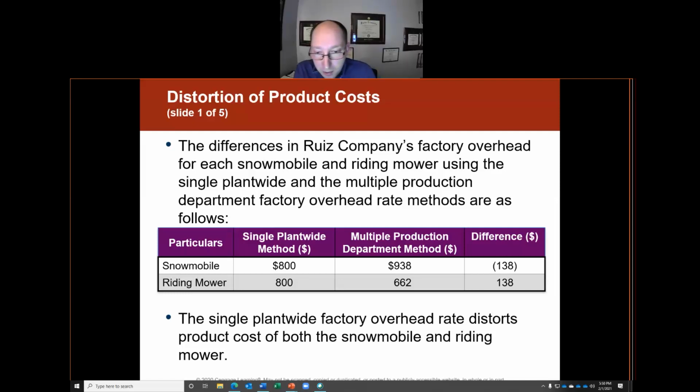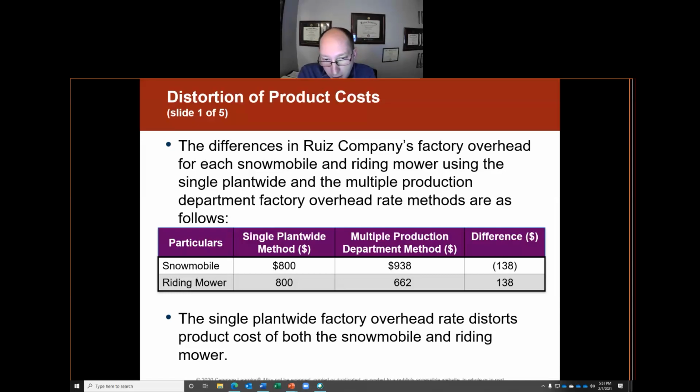Right. Yeah. So the number's going to be the same. The difference is the method of allocation, right? And so if we look at it this way, Andre, and let's break it down together, okay? So everyone understands it. I'm looking at the single plant-wide rate method, $800. Then I'm looking at the multiple production rate department method, $938. What that tells me is I underapplied my factory overhead dollars by 138. I underapplied it. I did not allocate enough factory overhead for the snowmobiles.